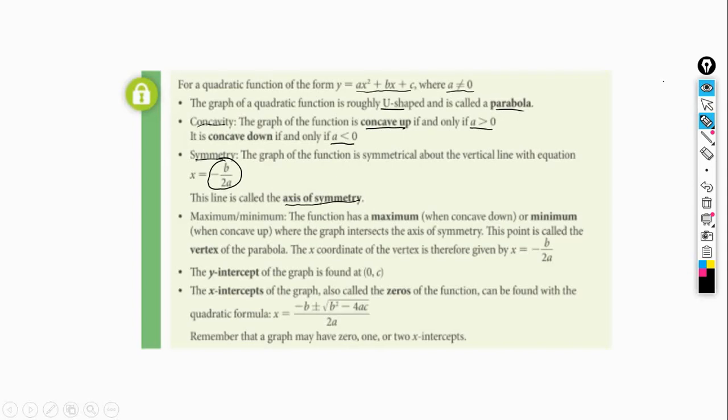Maximum and minimum. The function has a maximum when it's concave down or a minimum when concave up, where the graph intersects the axis of symmetry. The point is called the vertex of the parabola. The x-coordinate of the vertex is therefore given by x equals minus b over 2a. The y-intercept of the graph is found at 0, c. The x-intercepts of the graph, also called zeros of the function, can be found with the quadratic formula, which is minus b plus minus square root of b squared minus 4ac over 2a. Remember that a graph may have 0, 1, or 2 x-intercepts.